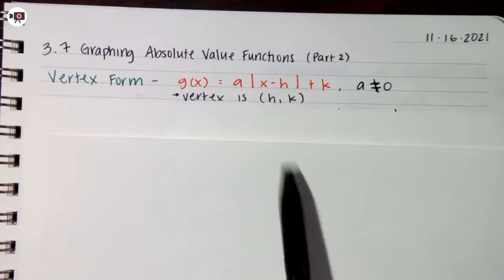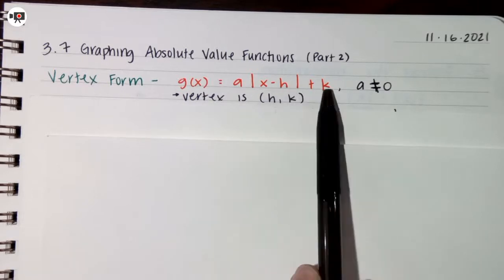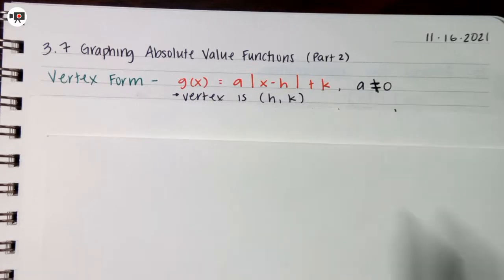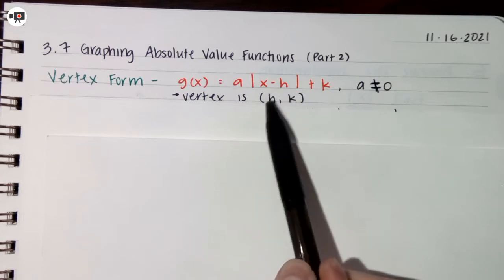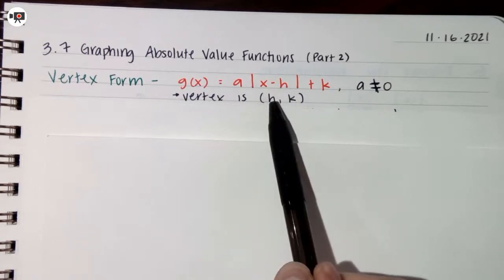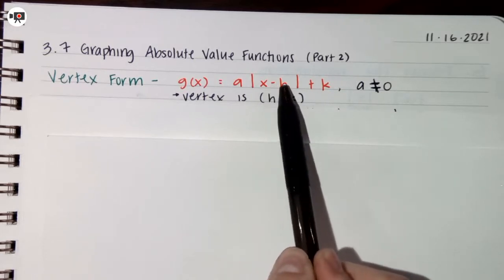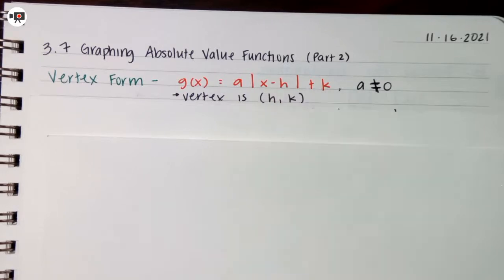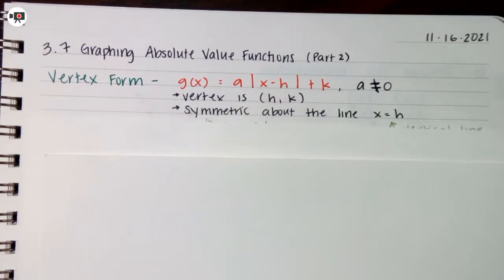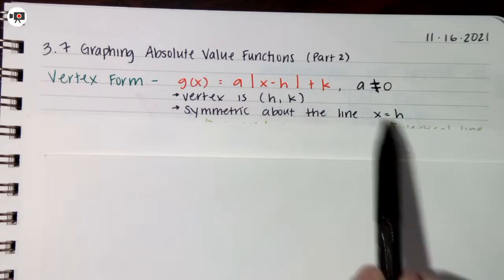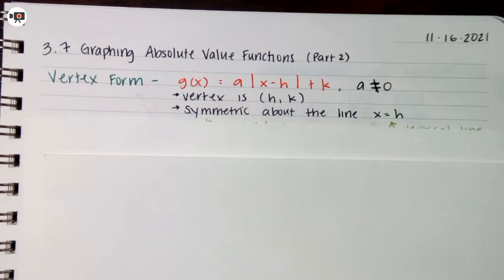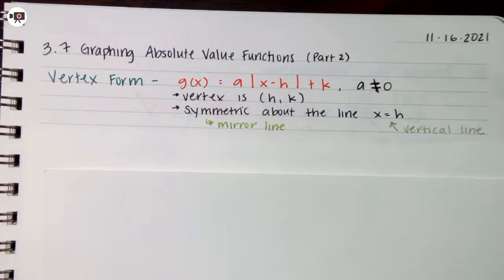It's called vertex form because it gives us our vertex, h and k. If it's a minus h, this vertex is positive. If you have a plus h, it is negative here. And it is symmetric about the line x equals h. That is a vertical line. And symmetric means you can think of it like the mirror line.